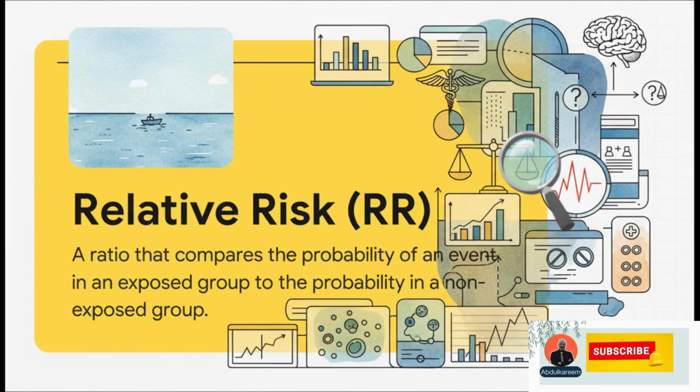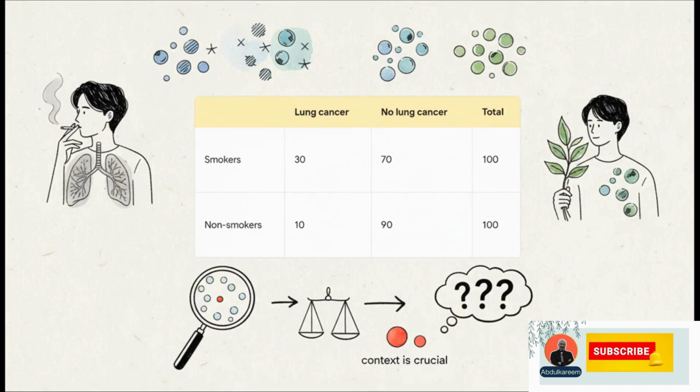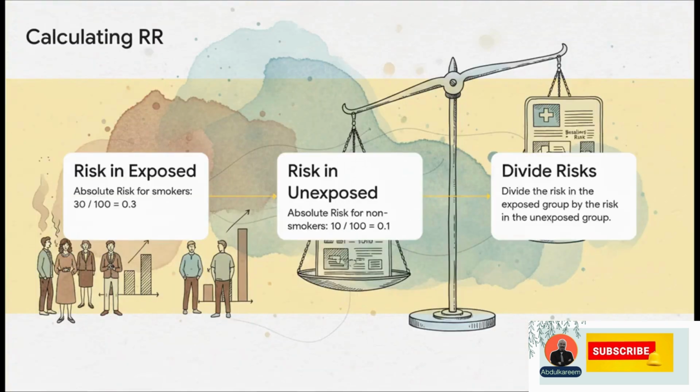It's all about comparison. Let's use a super classic example to nail this down: smoking and lung cancer. So here we have a study that followed 100 smokers and 100 non-smokers over time. And as you can see, in the smoker group, 30 people developed lung cancer. And in the non-smoker group, 10 people did. Okay, to get our RR, first we need the absolute risk for each group, just like we did before. For smokers, it's 30 out of 100, so that's a 30% risk. For non-smokers, it's 10 out of 100, a 10% risk.